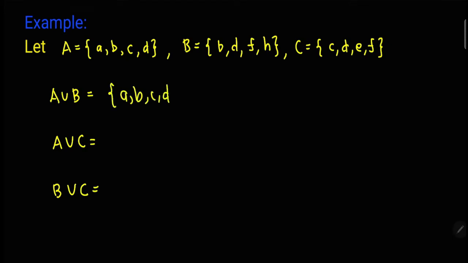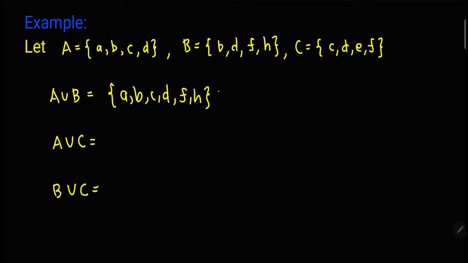And then the elements of B are B, D, but B and D are already in our list. So all we need to do is to include the other elements of B not already in our list. So that will give us F and H. So these six elements are the elements of the union.